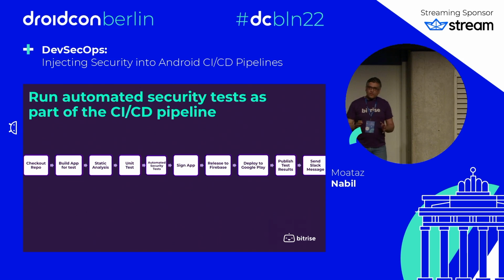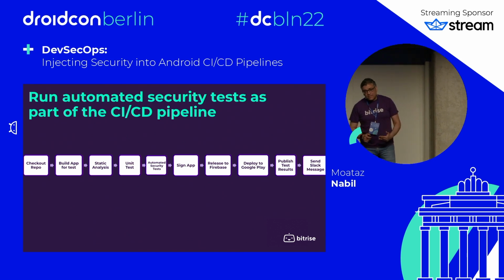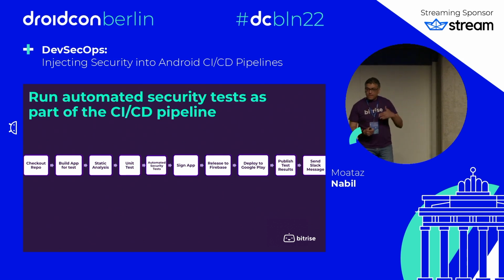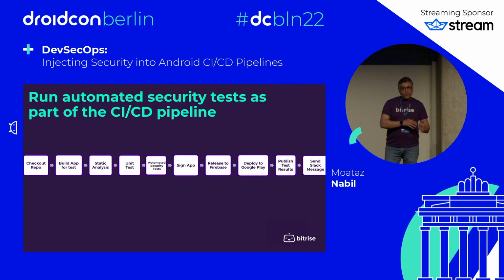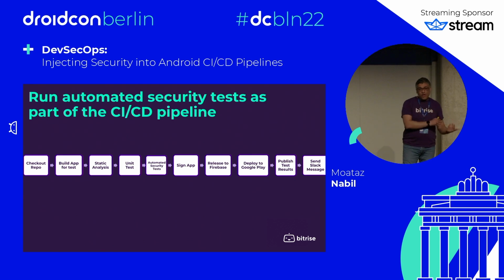So let's assume that we are now designing our workflow or the CI/CD pipeline. We have a step to check out the repository, build the application for test, run a step for static analysis, unit tests, and automated security testing. Then if everything is OK, maybe we can start signing the application, because maybe we can add more tests like functional testing, UI, end-to-end, and anything. But after that, we can start releasing our application if everything is OK from the CI process.